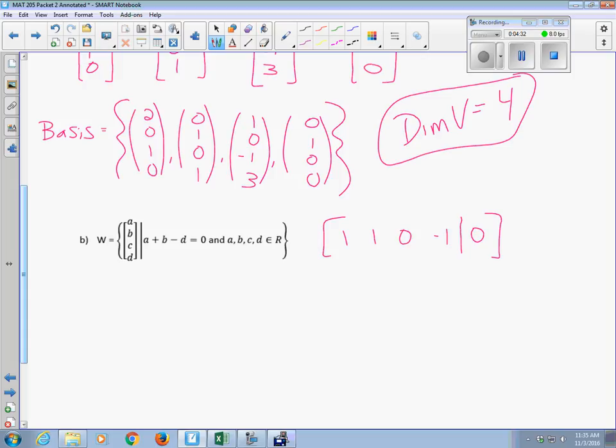So I don't even have to RREF, right? I can tell what variables are pivots and what variables are free, right? So A is my only pivot position, and then B and C and D are all free variables. So this says that if I was going to write this in terms of the free variables, I would say A is -B plus D. B, C, and D are free.